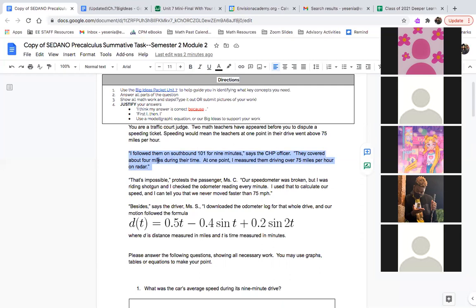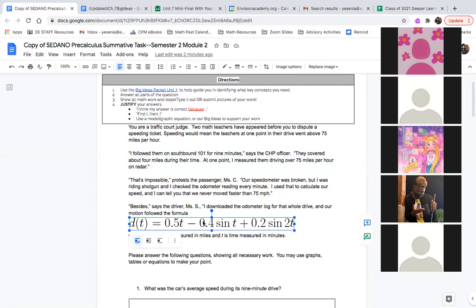So this right here is not evidence. A lot of people are confusing what the cop says versus what the teacher said as evidence. What you're going to be focusing on as evidence is the provided function. You're going to use this function to prove whether or not the teachers were speeding at any point in their drive.